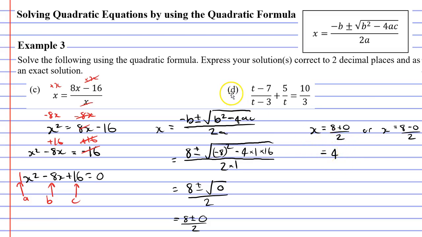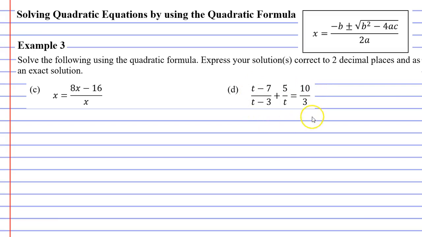Now we need to move on to question D. I've run out of room again, so I need a blank slate. Now this looks really hard, and you might remember a tip I gave in an earlier video where I mentioned get rid of those fractions. Fractions are a pain to work with. And the best way to do that is to multiply. So we need to multiply by 3t and t minus 3 so that we can cancel all of these denominators.